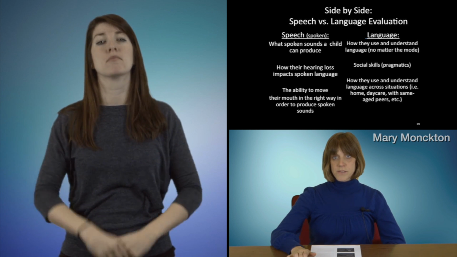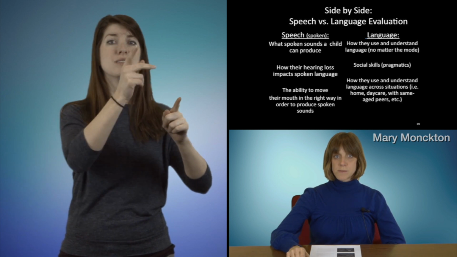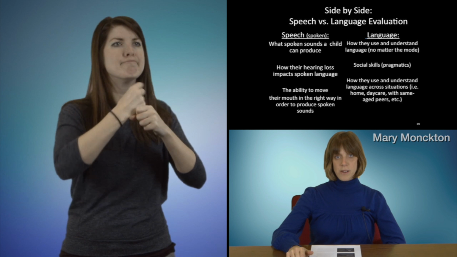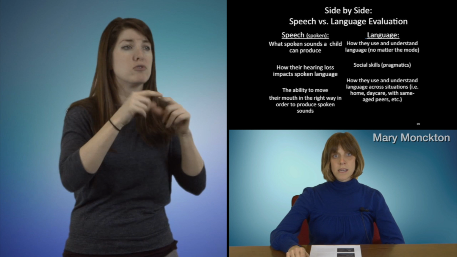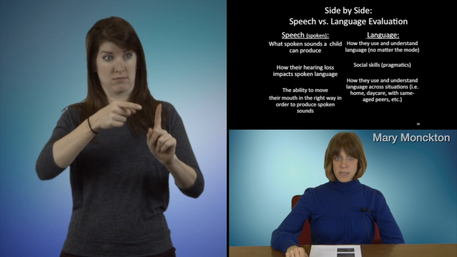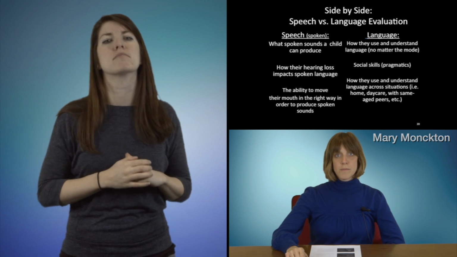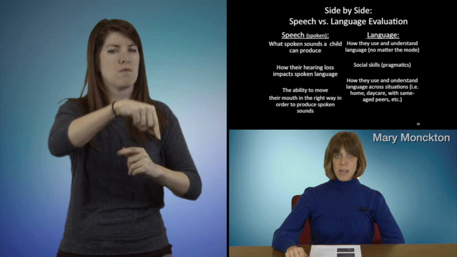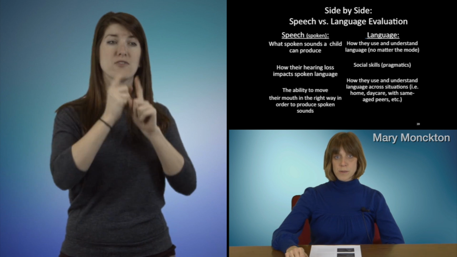There is a difference between speech versus language. You will hear these terms a lot, and what speech refers to is the actual spoken language. What spoken sounds a child can produce. This is no matter the language, so it can be spoken for English, for Chinese, for Japanese. In addition to this, how their hearing loss impacts their spoken language is related to specific speech. Also, motor coordination and motor movements of the mouth are involved when we talk about speech, specifically how you articulate sounds, and the ability for a child to move their mouth in the right way in order to produce spoken sounds.